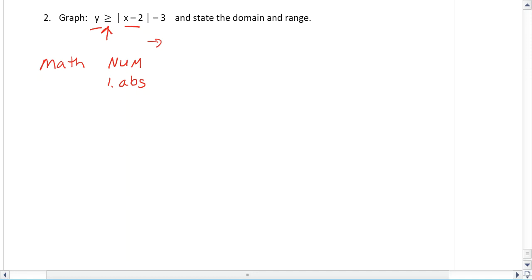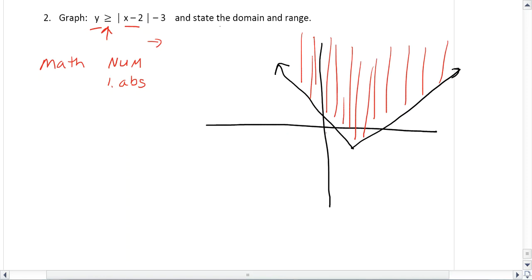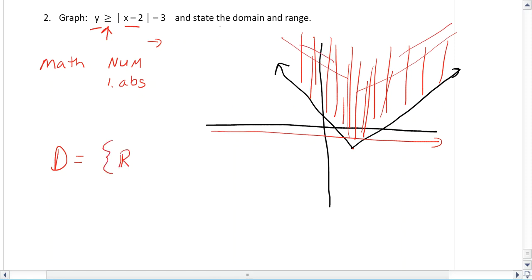So now when you graph that, you should get something like this. The vertex would be over here at positive 2, negative 3, and since it's a greater than, everything above this V would be shaded in. So now looking at that on the calculator screen, we can determine the domain and range. The domain, remember, your eye is looking this way, right to left, and this shaded area goes on forever in that direction, so the domain is all real numbers.